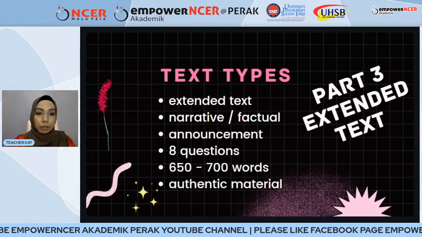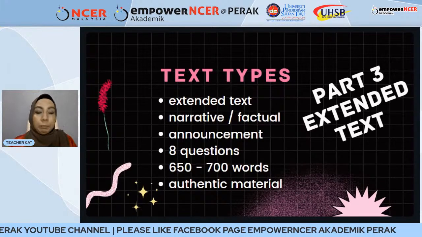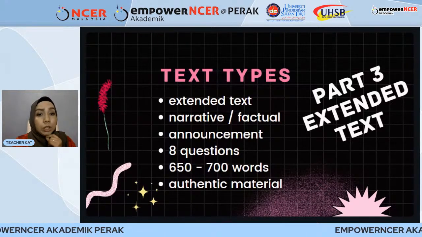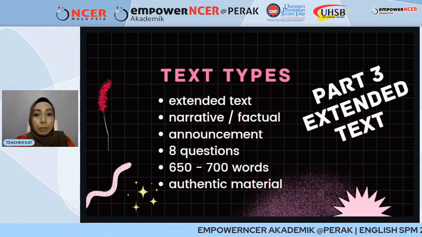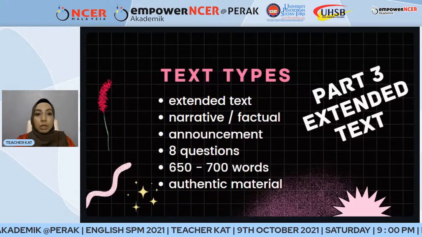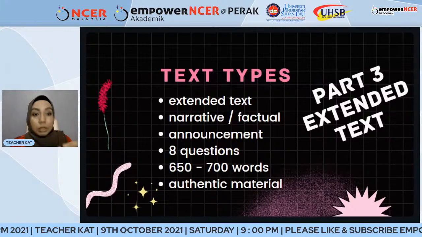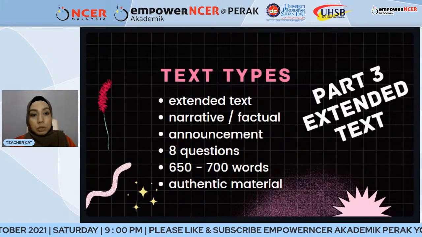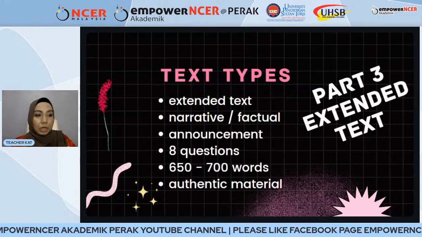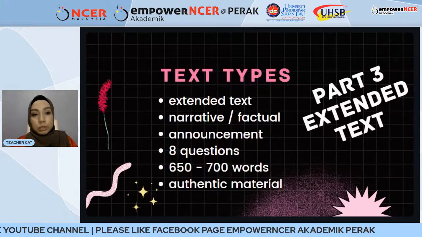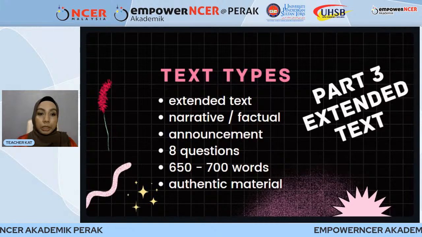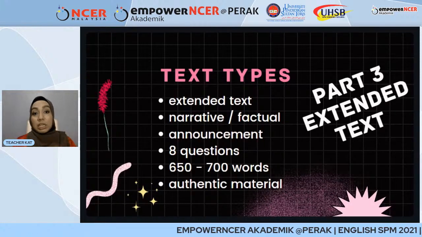Here, part 3. In part 3, this is the extended text. The text type could be narrative, it could be factual, and for part 3, the text is longer than the text given in part 2, the rational clause. It could also be an announcement, and for this part you will have 8 questions to answer. The length of the text is 650 to 700 words. Compared to part 2, which is only about 300 words, the length of the text is double. That's why it is called extended text, because the length has been extended.